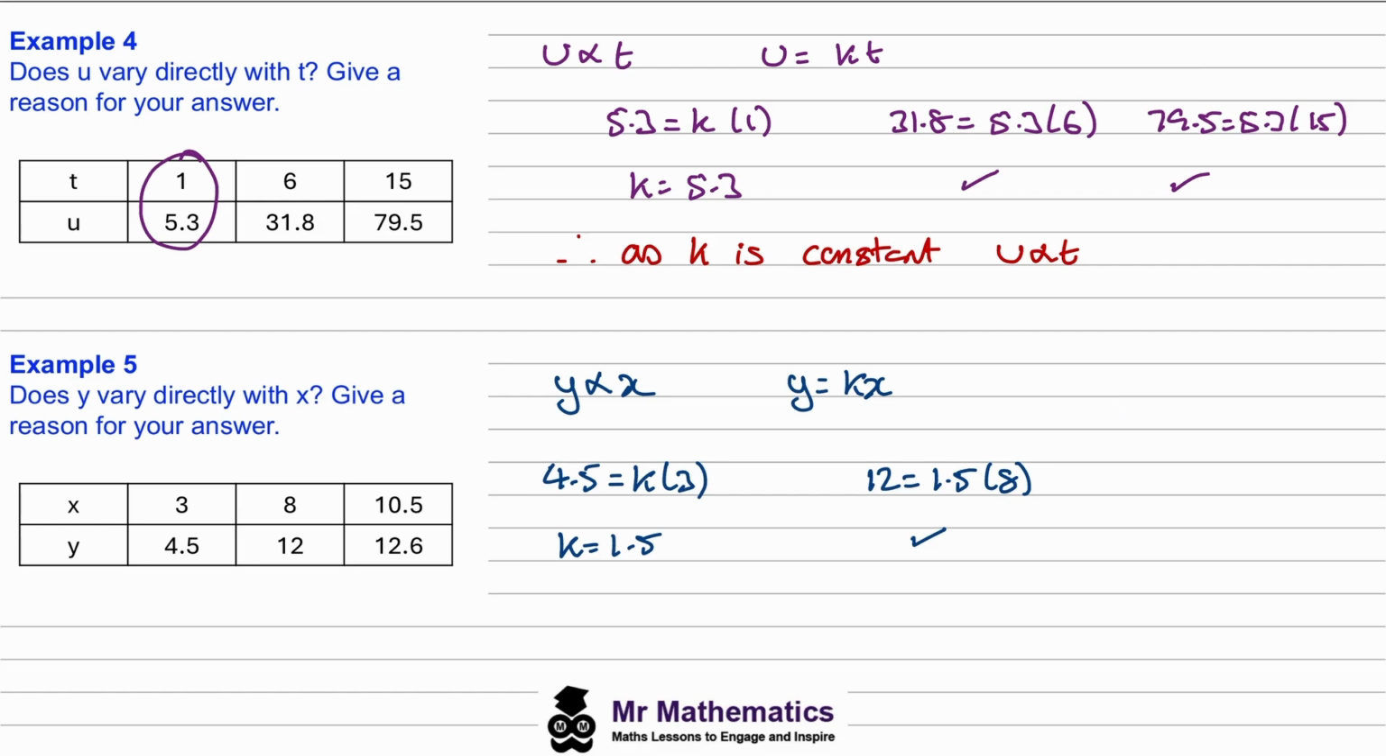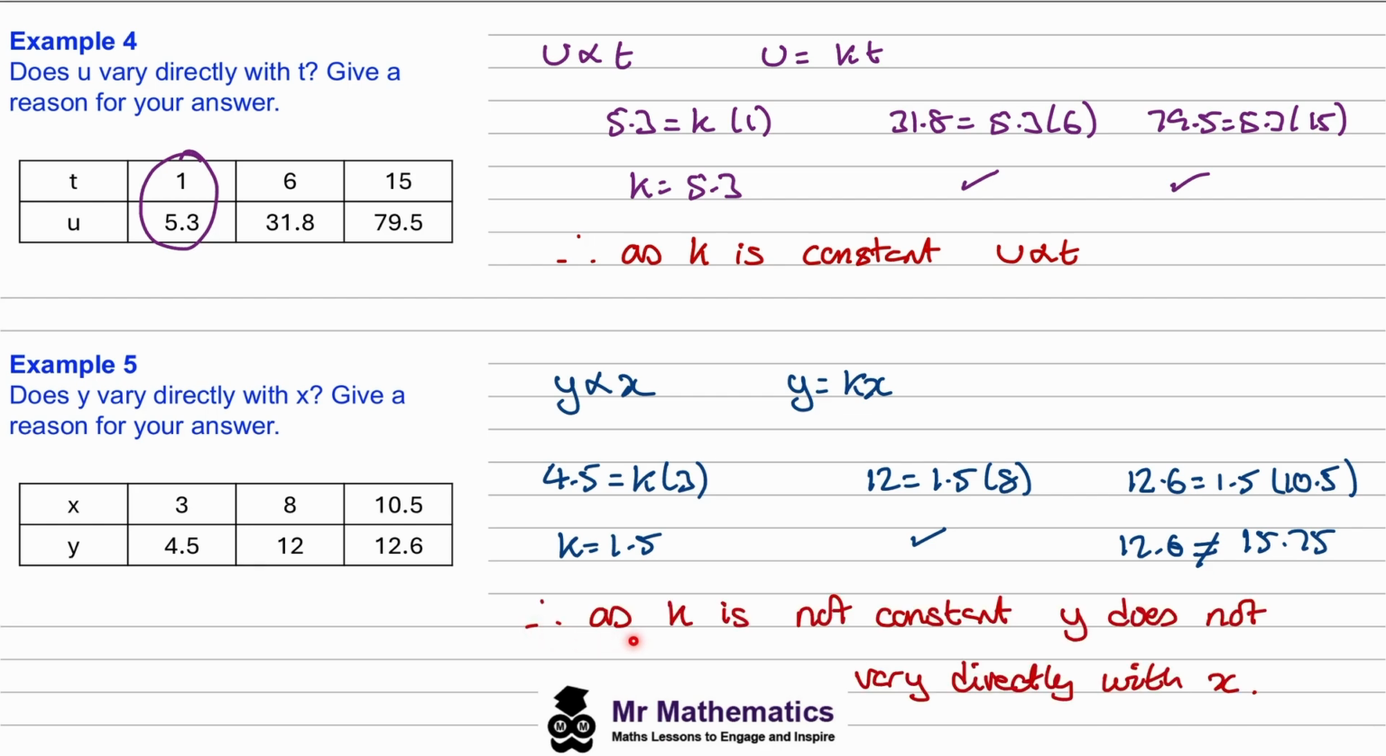And from a third pair, does 12.6 equal 1.5 lots of 10.5? Well, 1.5 times 10.5 is 15.75, which is not equal to 12.6. So we can say, therefore, as K is not a constant, Y does not vary directly with X.